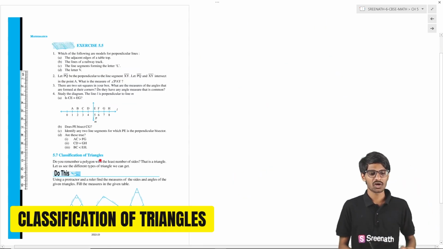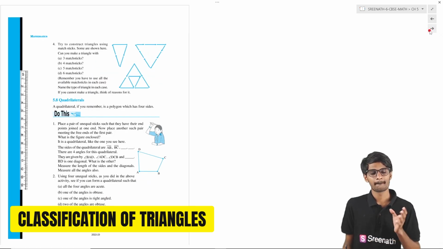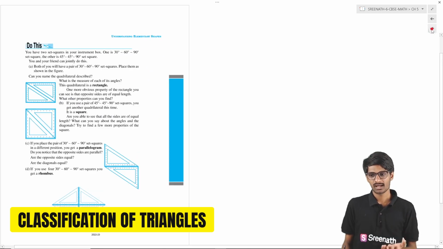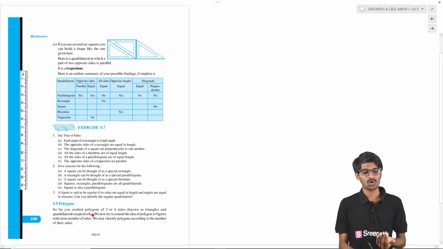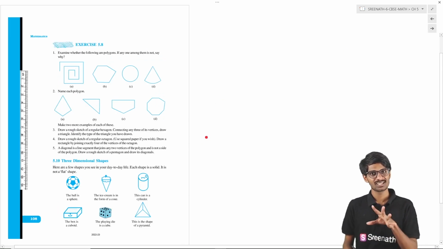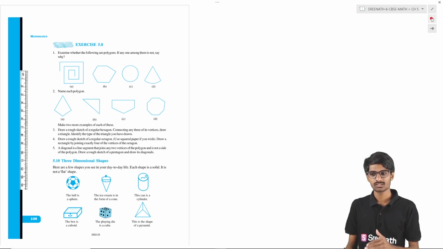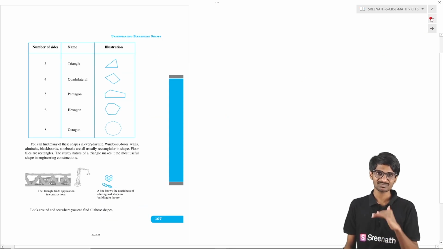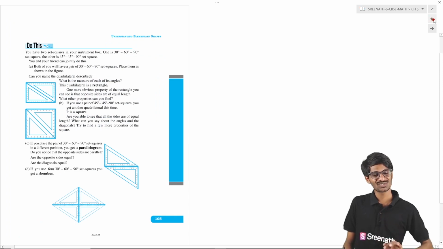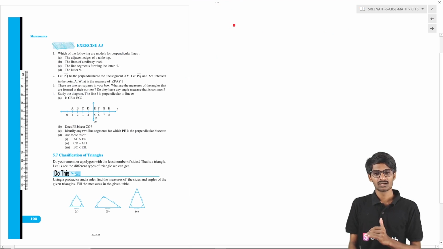Hello, students. Now we are going to discuss classification of triangles, and after that we are going to discuss quadrilaterals. And after that, we are going to discuss polygons, and the final thing is about three-dimensional shapes. So these are the topics we are going to discuss now, students. The first thing is classification of triangles, about triangles, students.